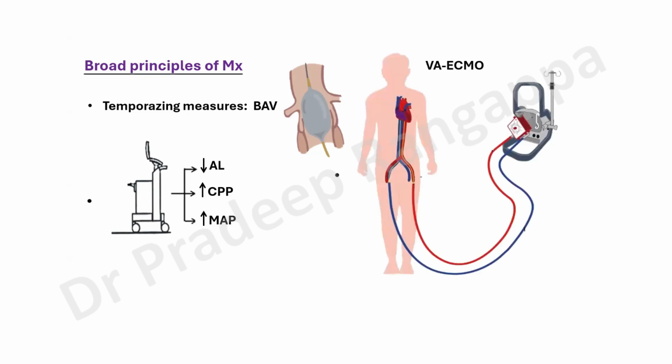In extreme cases, all our intensivists are now becoming experts in VA ECMO. So VA ECMO could be considered as a bridge for doing a definitive procedure, which is surgical aortic valve replacement, or now you have transcatheter aortic valve replacement or implantation. So definitive treatment remains surgical aortic valve replacement or transcatheter aortic valve implant or replacement.